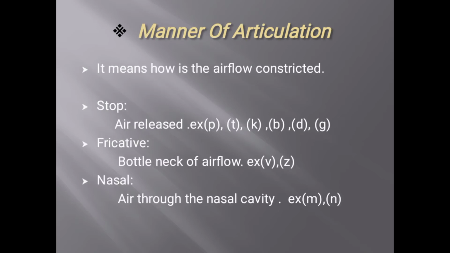Manner of articulation. It means how the airflow is constricted. Stop: air released. For example, p, t, k, b, d, g. All these sounds are produced with air released. Fricative: bottleneck of airflow. For example, v, z. Nasal: air through the nasal cavity. For example, m, n.